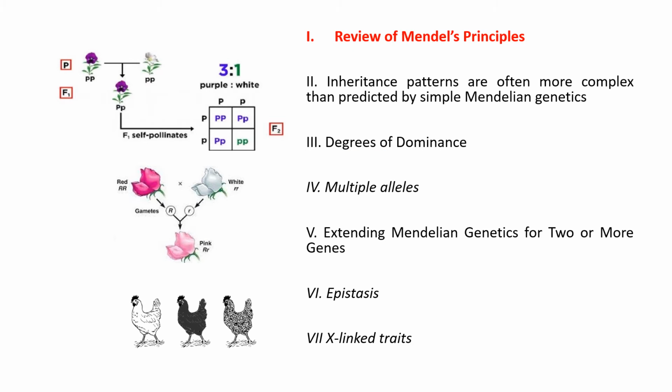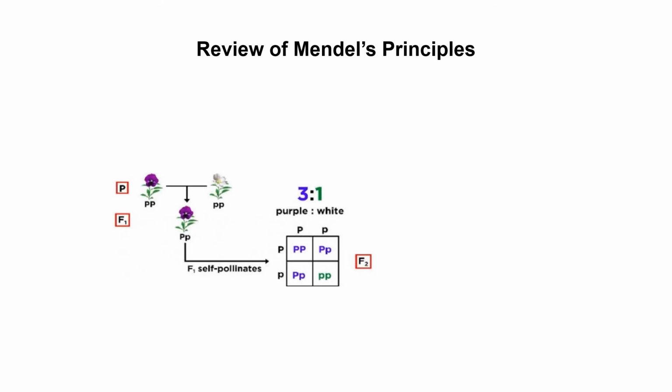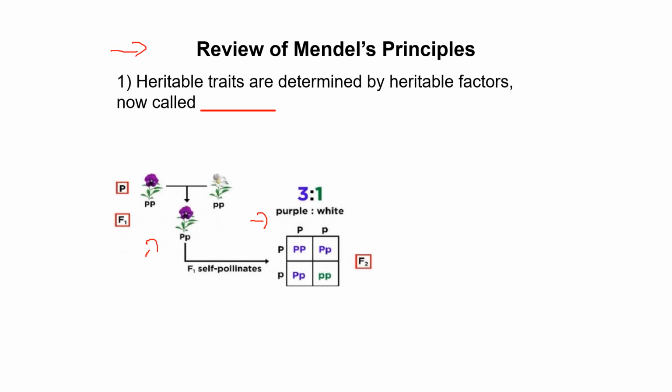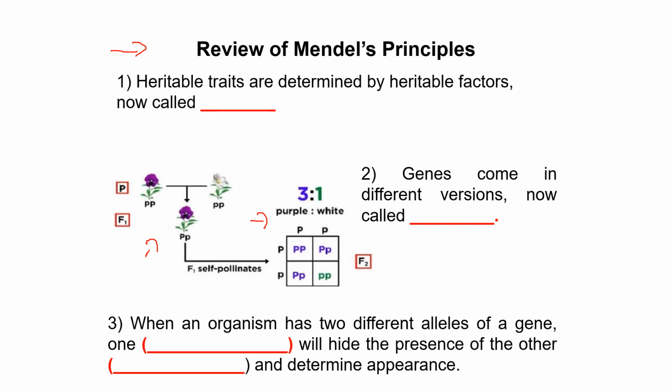So let's start reviewing some of the Mendelian principles of segregation and independent assortment. In the first section of your assignment, I just wanted you to review the Mendelian principles. So in addition to knowing this schematic, I want you to remember what the implications are. And for this, I ask you the following questions, these 3 questions.